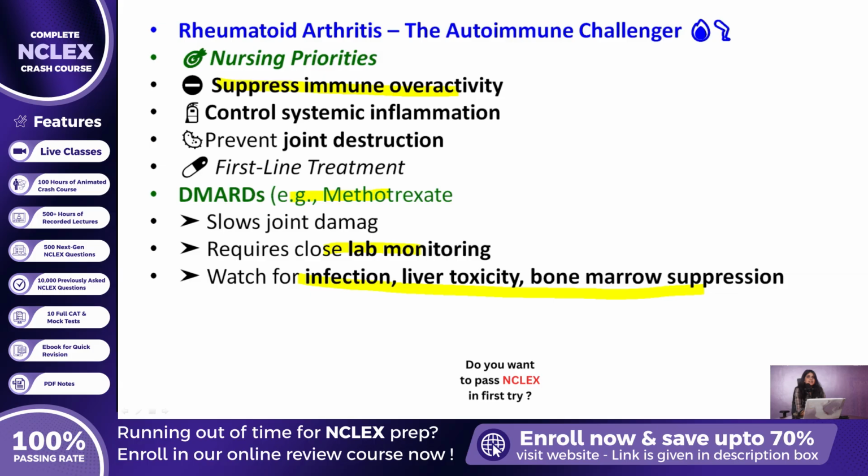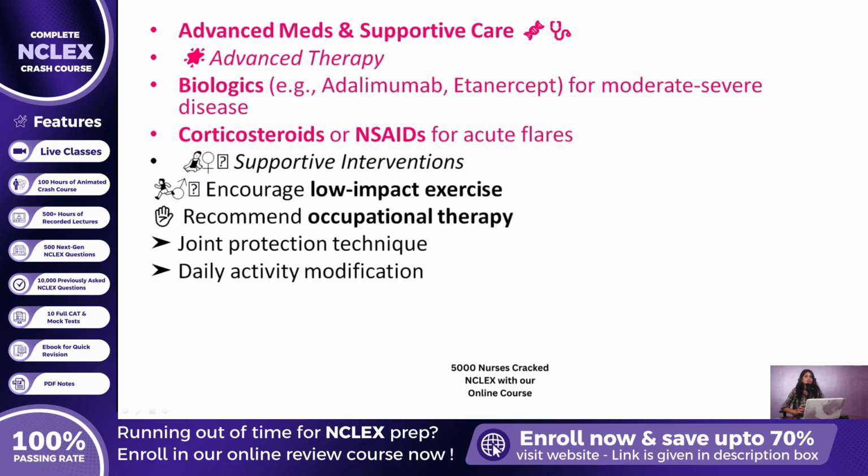In more advanced cases, biologic agents like adalimumab or etanercept may be added. During flare-ups, short-term corticosteroids or non-steroidal anti-inflammatory drugs can offer quick relief. As a nurse, you should encourage low-impact exercise to keep joints flexible and recommend occupational therapy to teach joint protection strategies. Now, picture this scenario.